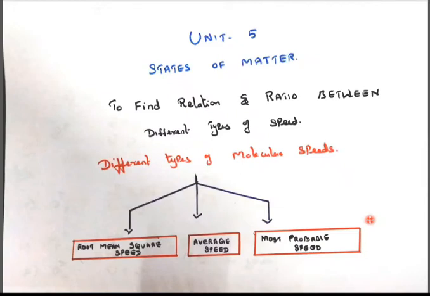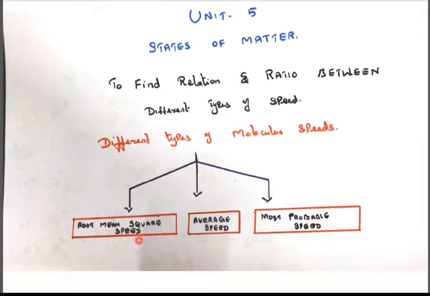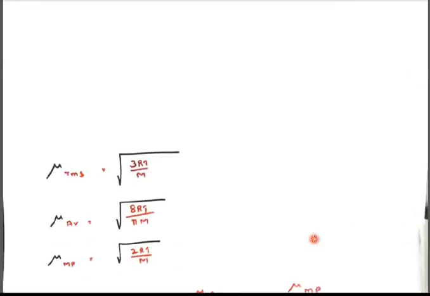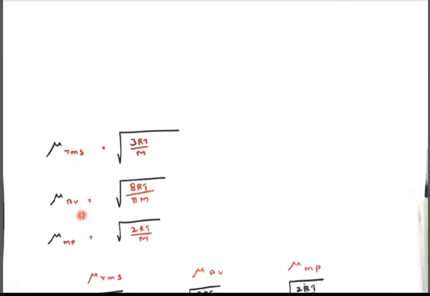Come to the new topic of grade 11 unit 5, states of matter, NEET questions. To find the relation between the different types of speed, I mean velocity of the molecules, that is root mean square velocity or root mean square speed, average velocity or average speed, most probable velocity or most probable speed. So let us see the values: the RMS value is root of 3RT by M, the average velocity is root of 8RT by πM, and the most probable velocity is root of 2RT by M.